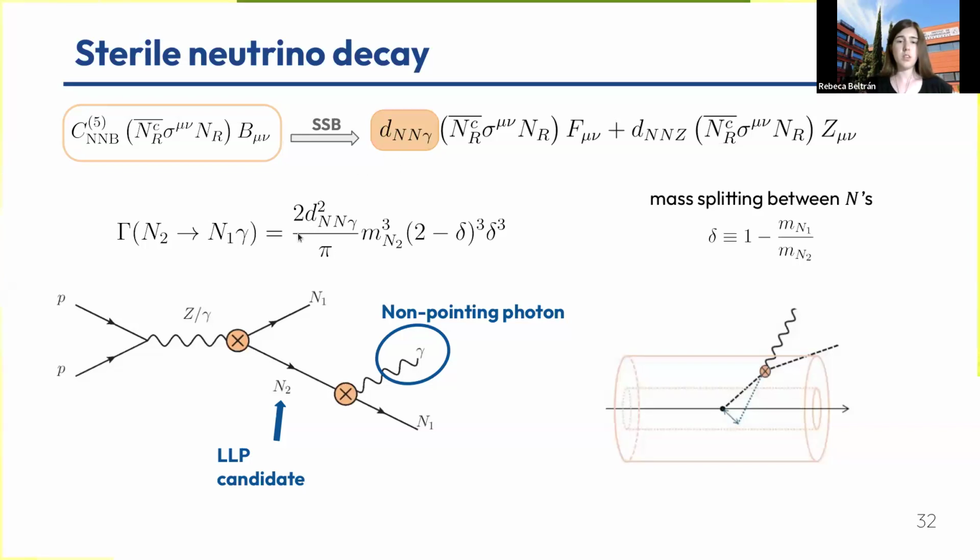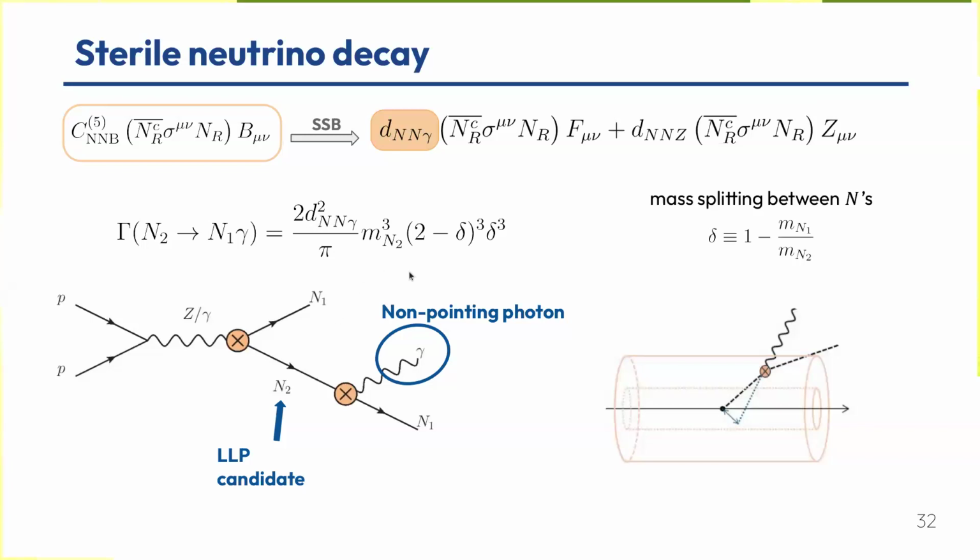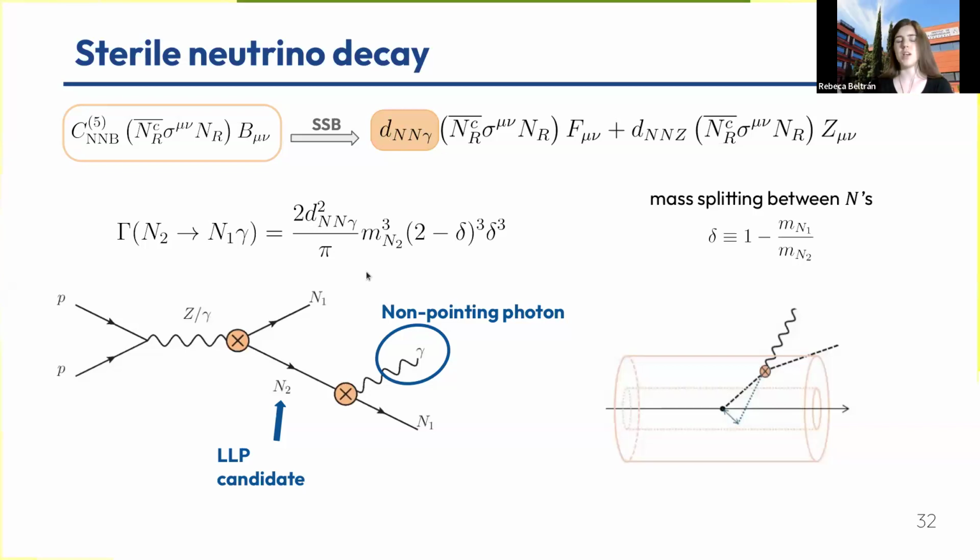For example, in this scenario, we computed which mixing parameter would make its contribution subdominant to production and decay. So these scenarios are only valid in some part of the parameter space, of course. Okay.